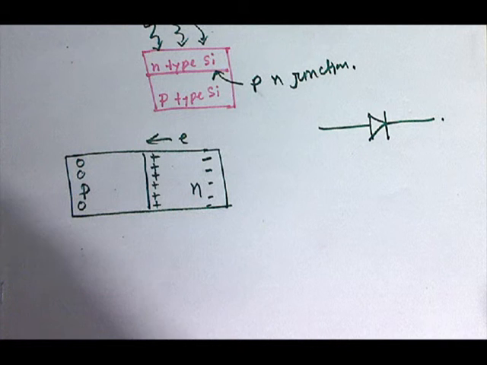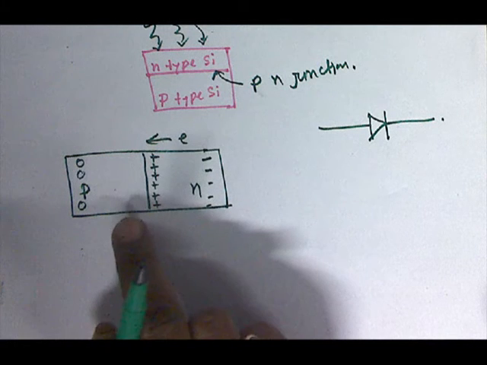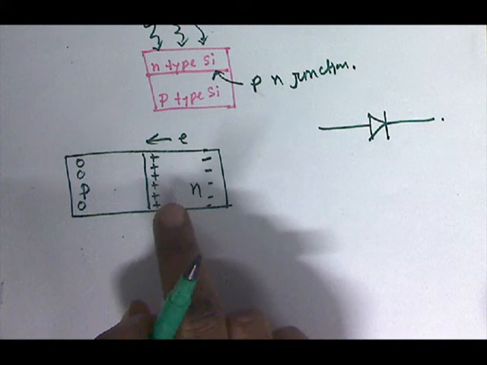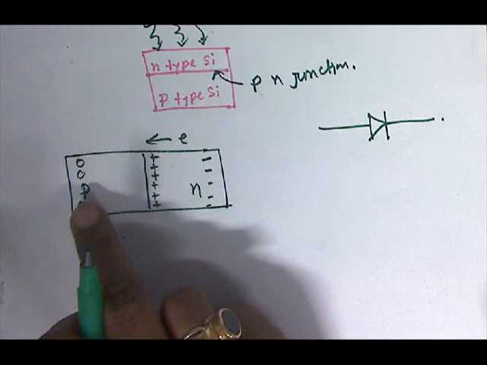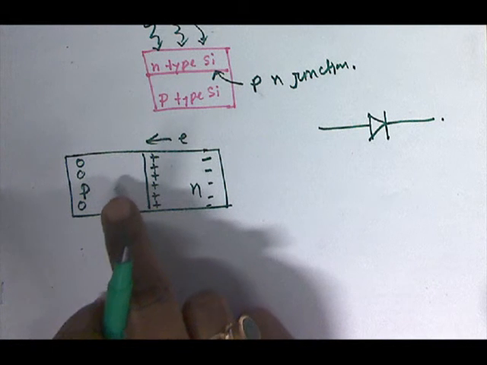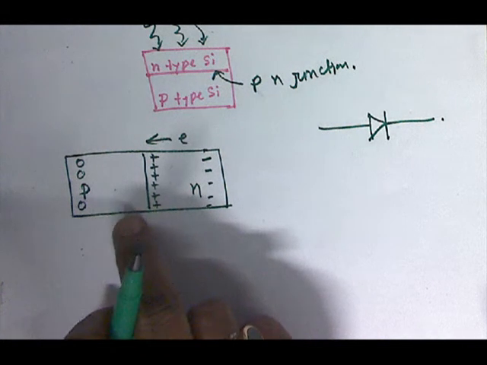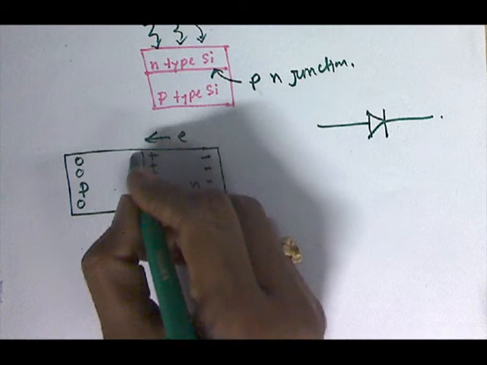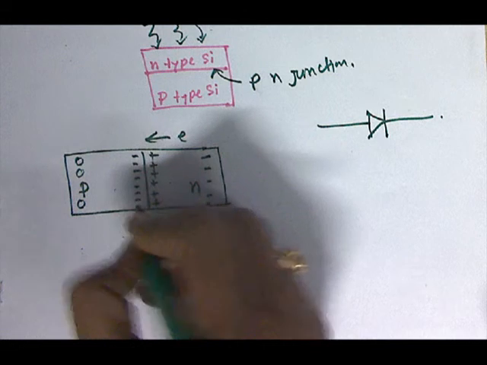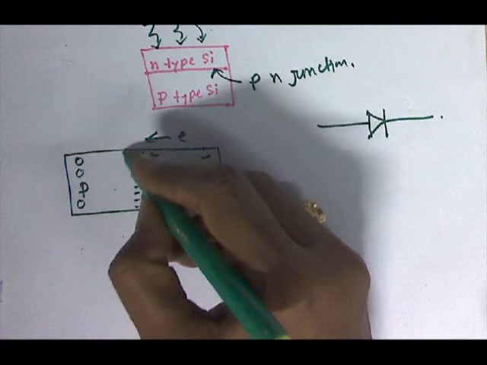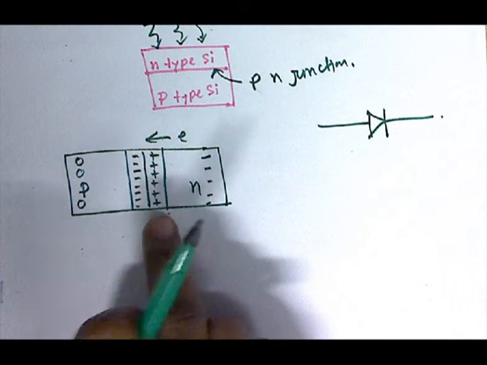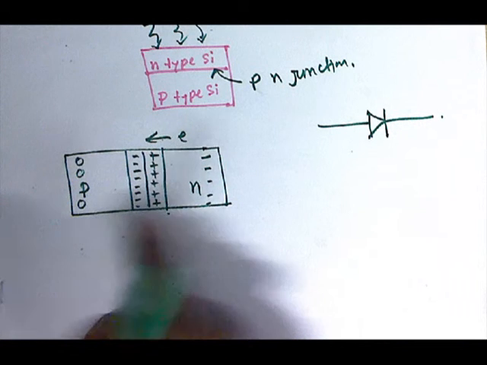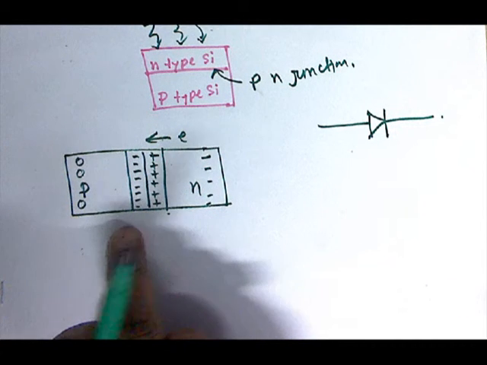Similarly, as the electrons move across the junction, the P region loses holes as the electrons and holes combine. The result is that there is a layer of negative charges near the junction. These two layers of positive and negative charges form the depletion region or the depletion layer.